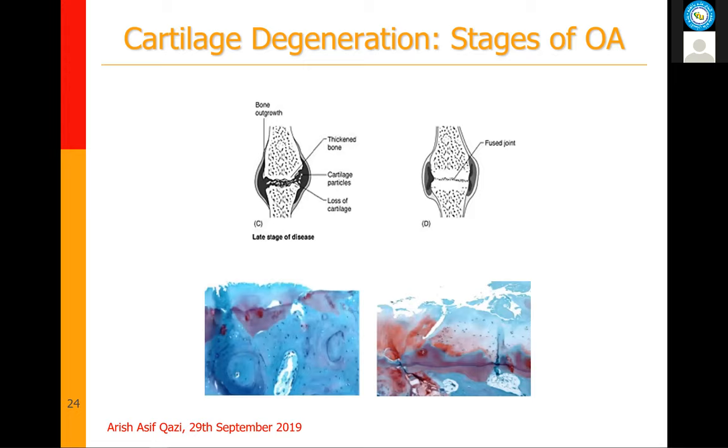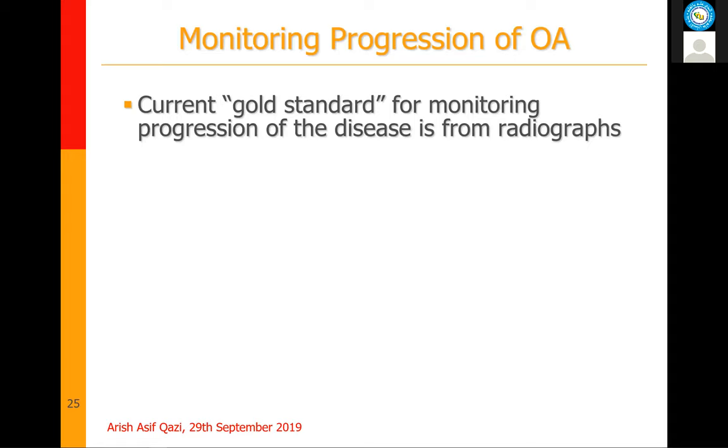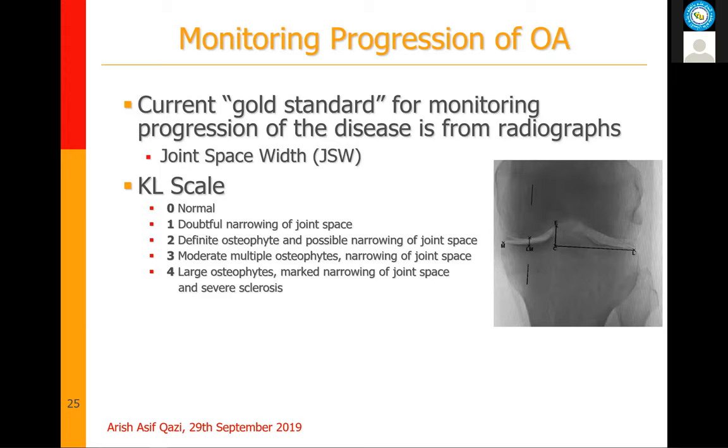And this is what leads to pain. Now, the current gold standard for monitoring the progression of osteoarthritis is actually from radiographs, or x-rays. What radiologists do is they try to measure the space between the femur and the tibia, and based on the spacing information, they rate it according to a scale. They call this joint space width.